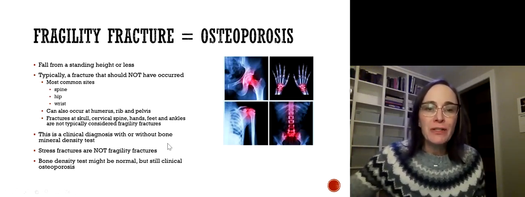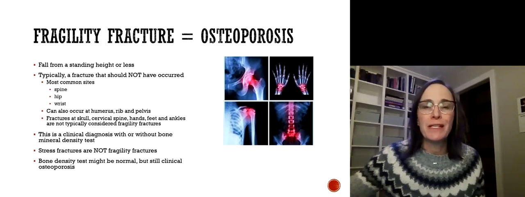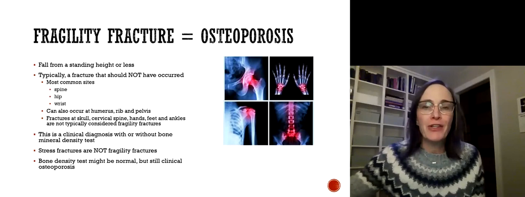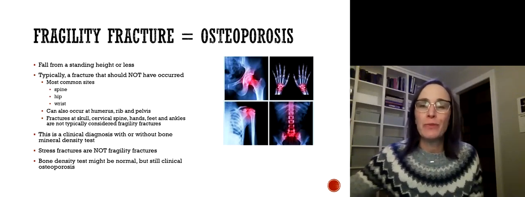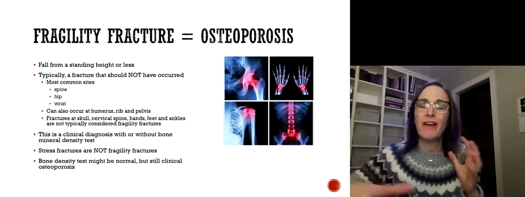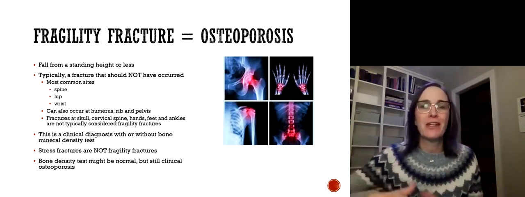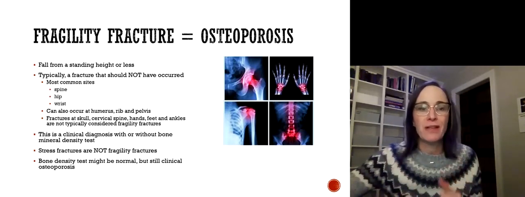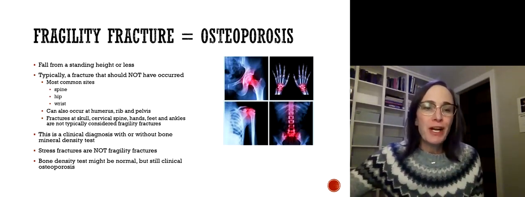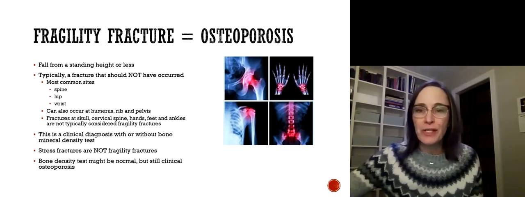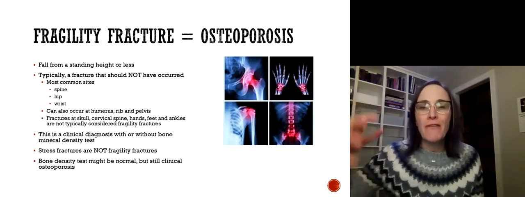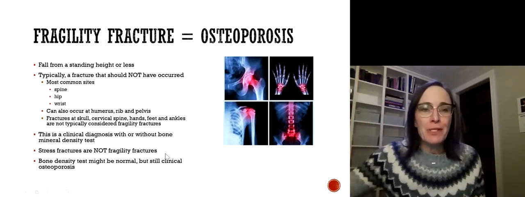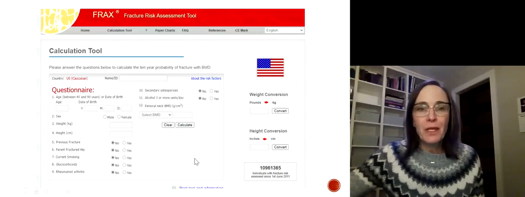Remember, fragility fracture is a clinical diagnosis with or without a bone mineral density. In some cases, you will have a fragility fracture and you'll get a bone density test and it will be normal. And that's where you have to override the bone density test and say, this is still a fracture that shouldn't have happened. I am going to make a clinical diagnosis of osteoporosis. Stress fractures are not fragility fractures. Stress fractures are from repeated events that cause the fracture, like running too much, etc. So something to think about.